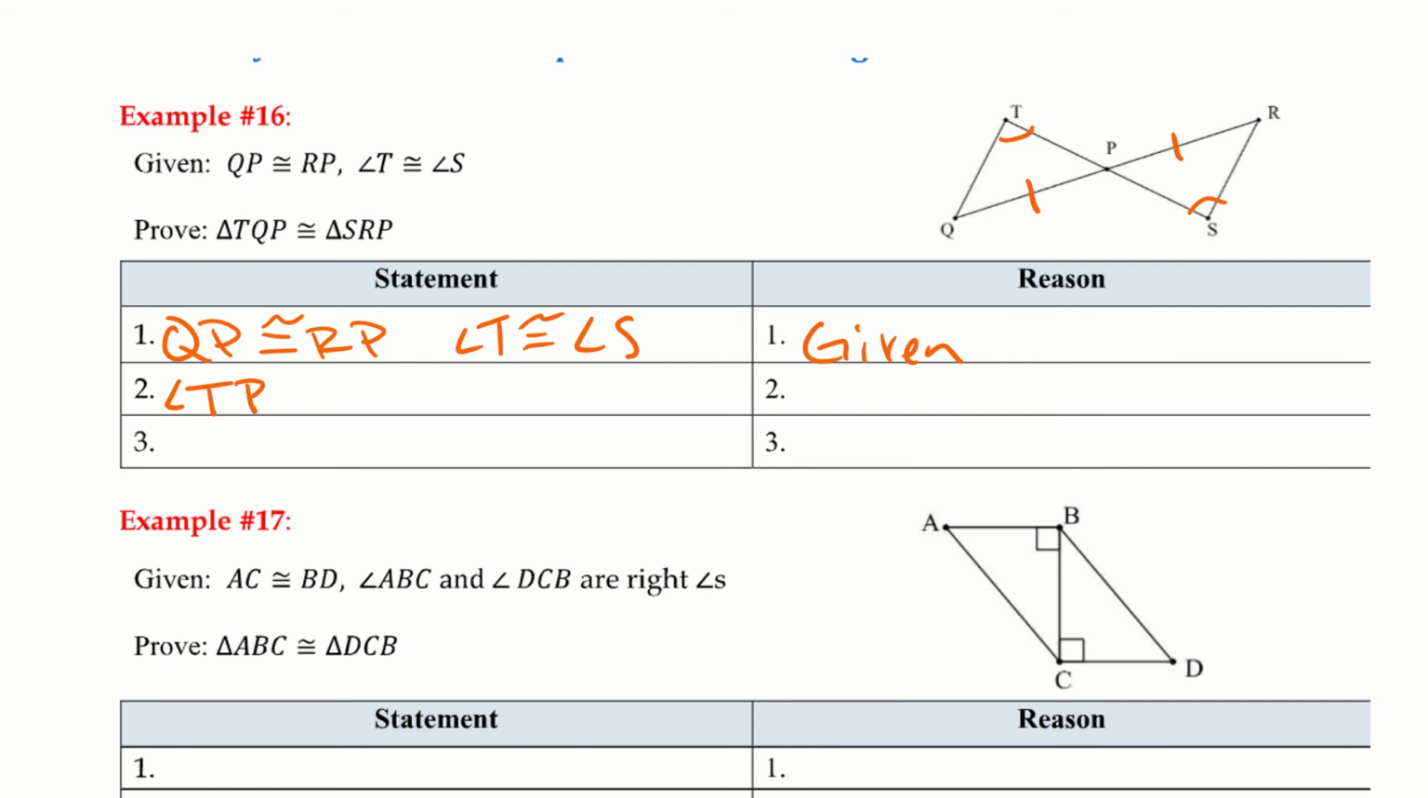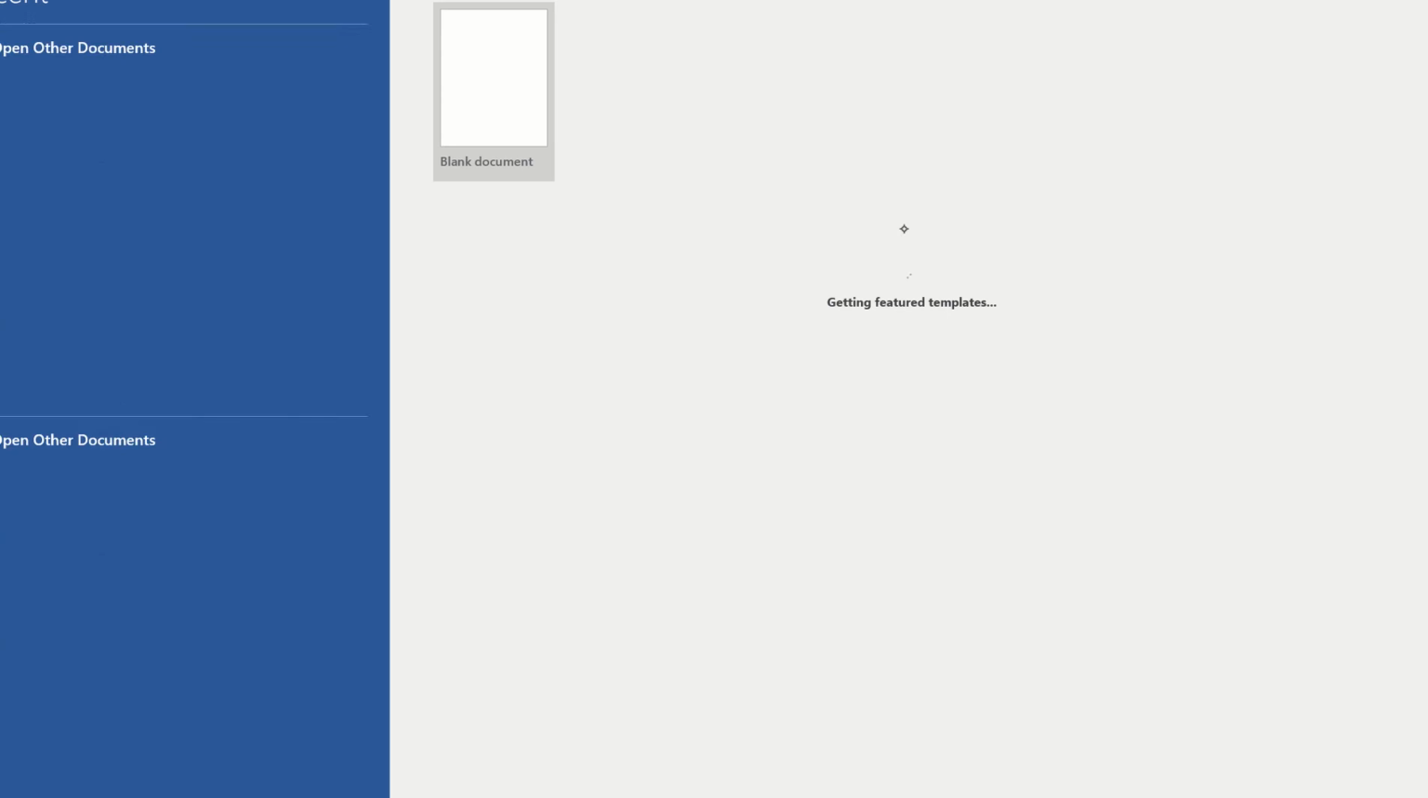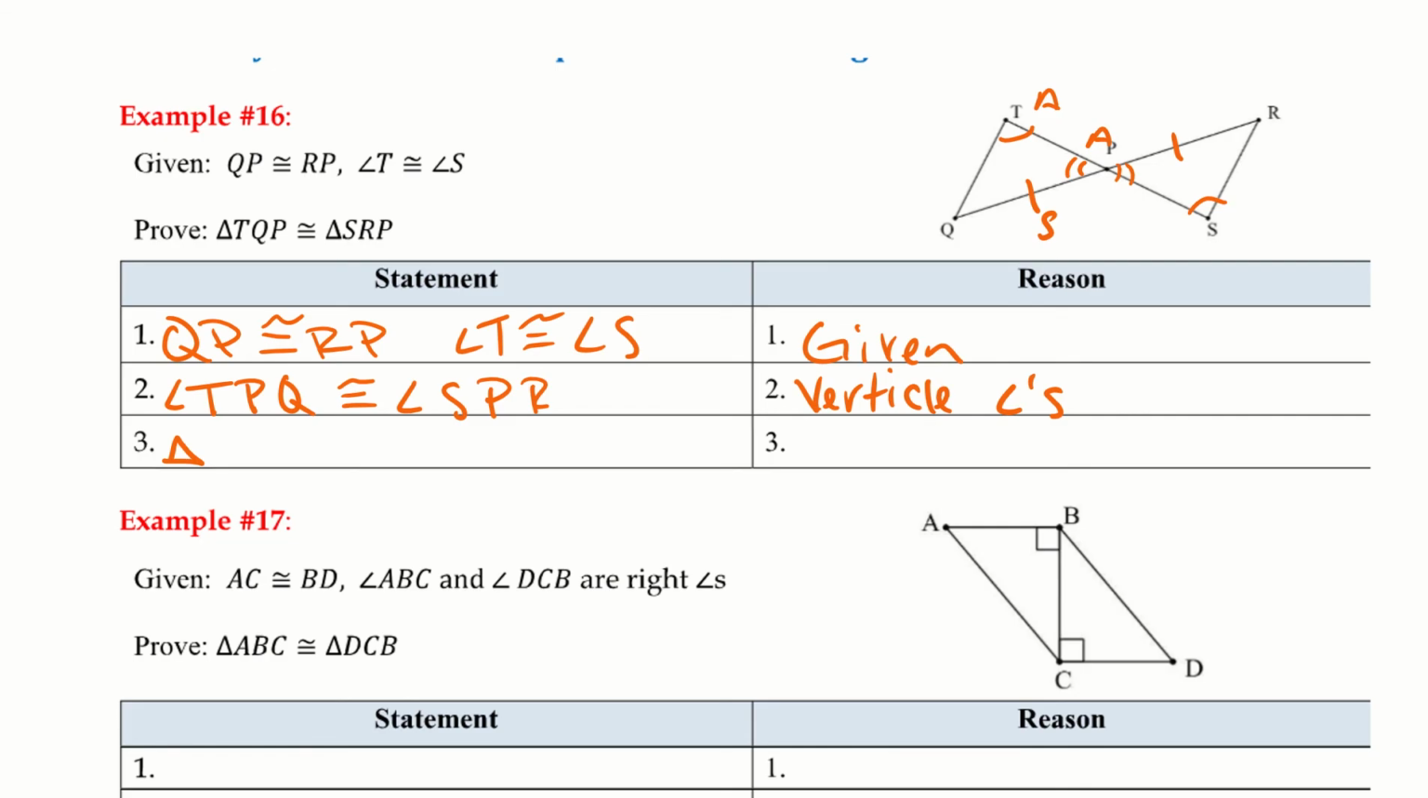It's going to be hard to prove another side, but I can do another angle. Angle TPQ is congruent to angle SPR by vertical angles. So these two angles are congruent, and now I have an angle and a side. So I can prove that these two triangles, TQP and SRP, are congruent by angle, side.